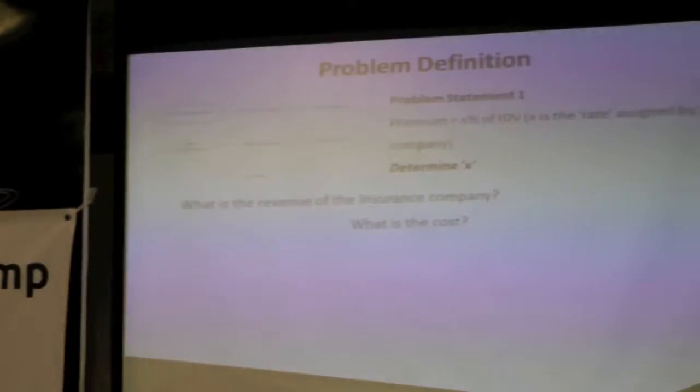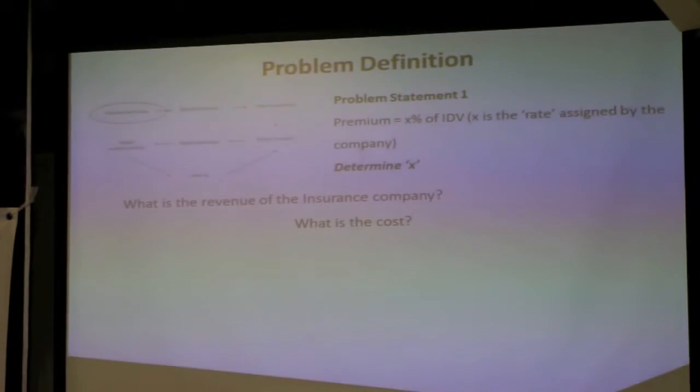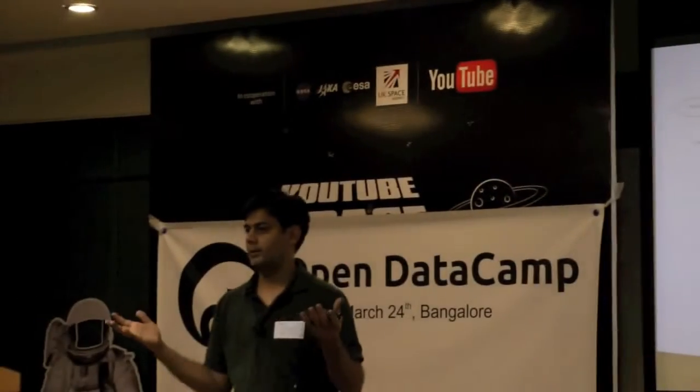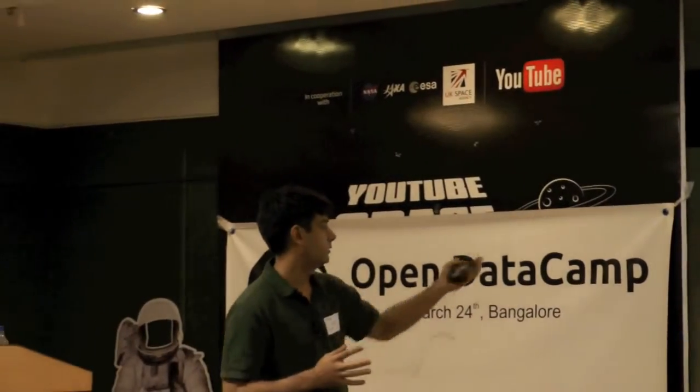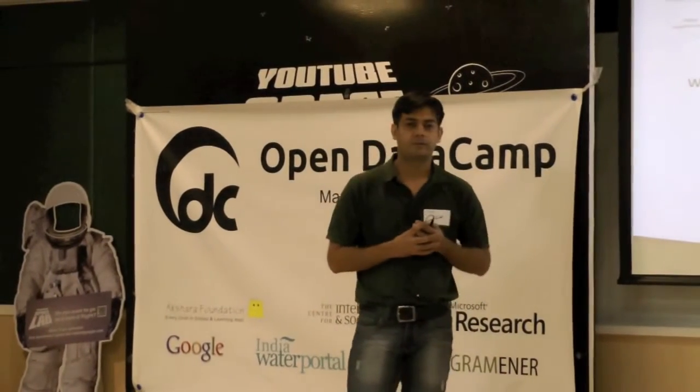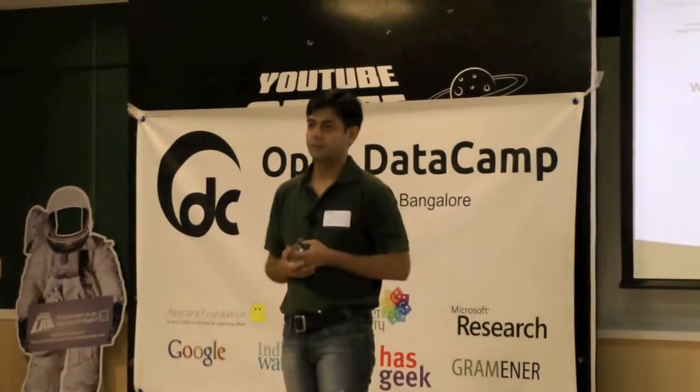What is the revenue of the insurance company? If I were to ask you, what is the revenue stream for the insurance company? What is it that they're making money from? Insurance policy? From the premiums, exactly. So, if we simplify things for the sake of understanding, the revenue for the insurance company is basically the premiums that are coming in, right? And what is the cost? Cost is the claims. Yeah.